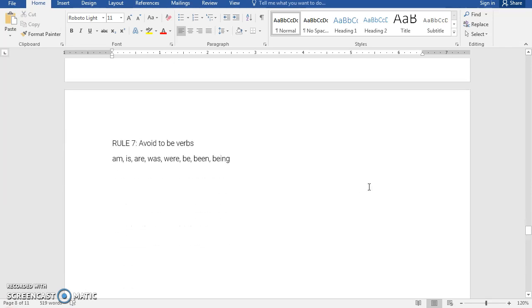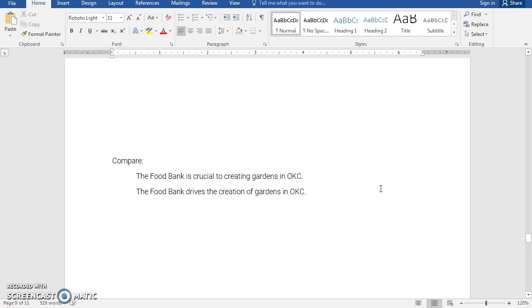Also, when possible, avoid to be verbs. Now, in a document like the one you're writing, there are going to be verbs. It's just inevitable. But if you can cut down on them, especially when you can say it in a stronger way. So look at these examples. The food bank is crucial to creating gardens in Oklahoma City. Or the food bank drives the creation of gardens in Oklahoma City. Now, crucial is a really good word. I gave that first sentence a good word. But drives, it carries with it that sense of a food bank, like a food drive, right? But it also carries with it, someone driving a car, pushing things forward, driving a herd of cattle. So drive has really strong connotations associated with it. And to see food bank as driving creation of gardens, I think, is a more effective statement.